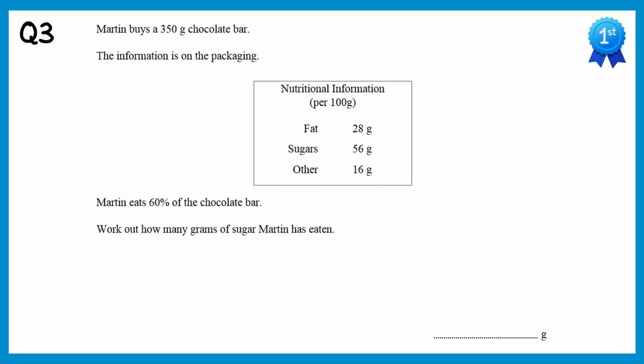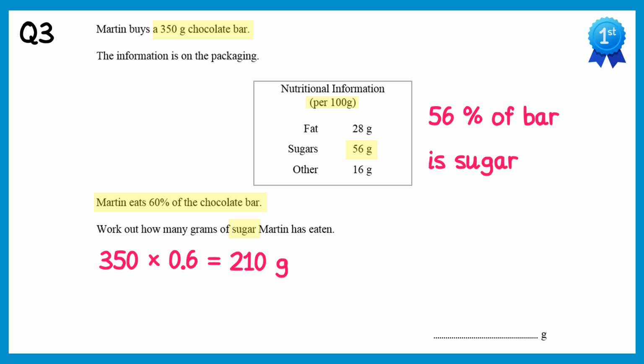In this question, Martin eats 60% of a chocolate bar, and that chocolate bar has a mass of 350 grams. So if we do 350 times 0.6, we get 210 grams, which represents the amount that Martin actually ate. We need to find out how many grams of sugar Martin ate though. If you look at the information we're given, you can see there are 56 grams of sugar per 100 grams. This means that 56% of the bar is sugar. So if Martin ate 210 grams, 56% of this would be sugar. So we'll do 210 times 0.56, which gets you 117.6 grams.